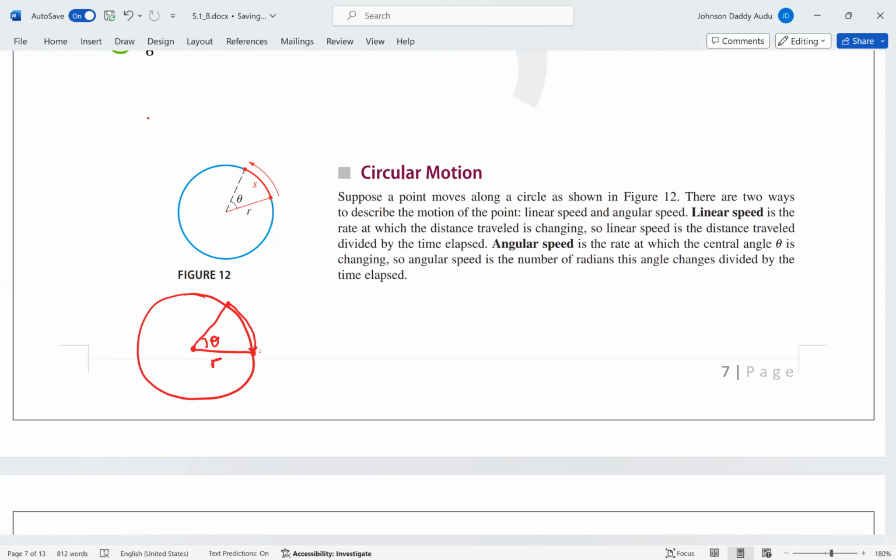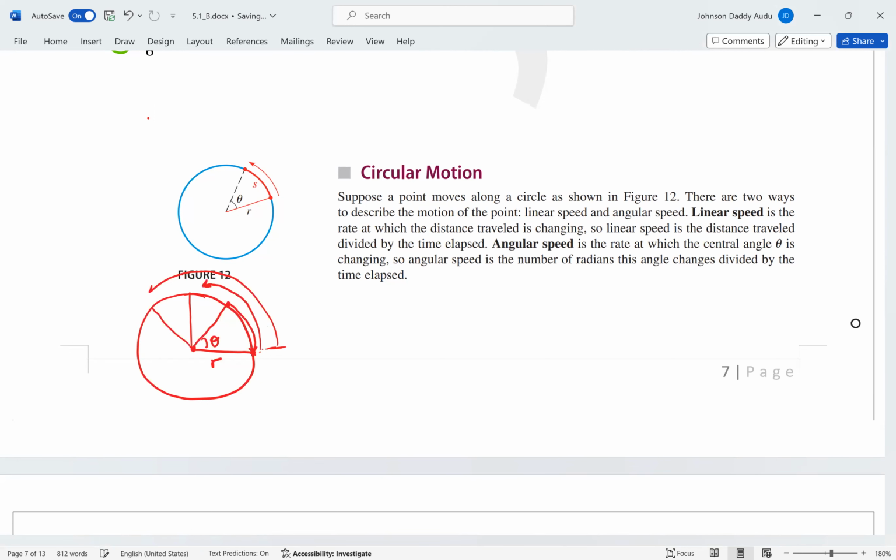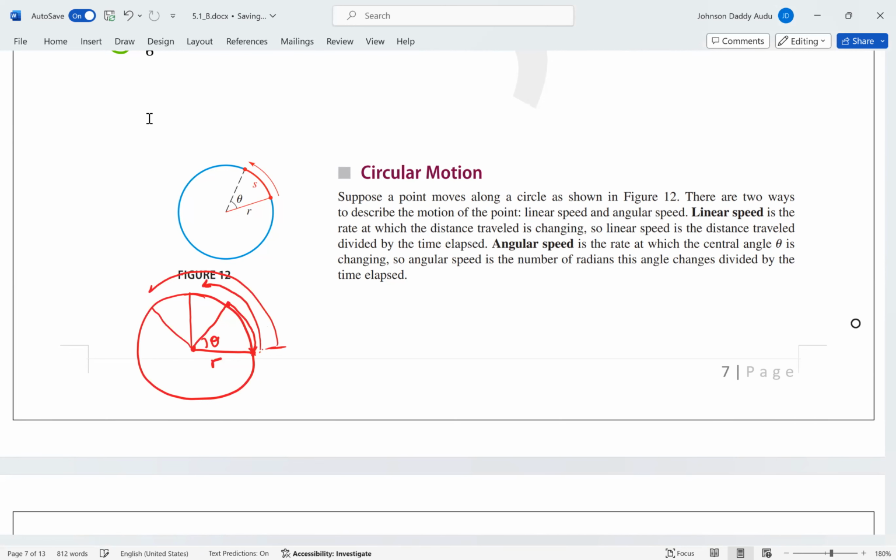So if we keep moving and we stop here, what happened? The angle will also change. Remember, this is our starting point, and as we keep moving, the angle will keep changing. So two things are changing: the linear distance from here to here, and also there is an angular change because theta will also keep changing. So we have what we call the linear speed and the angular speed.